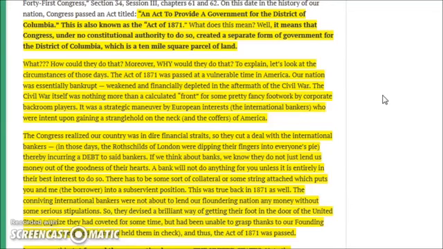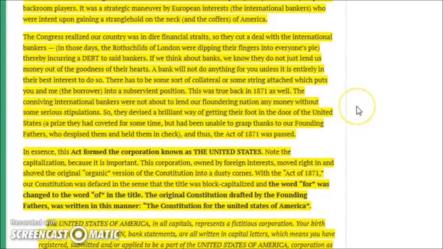Why would they do that? Let's look at the circumstances. Well, in 1871, it was a vulnerable time in America. Our nation was essentially bankrupt, weakened, and depleted after the aftermath of the Civil War. The Civil War was nothing more than a calculated front for some fancy footwork by corporate backroom players. The Congress realized our country was in dire financial straits, so they cut a deal with the bankers.